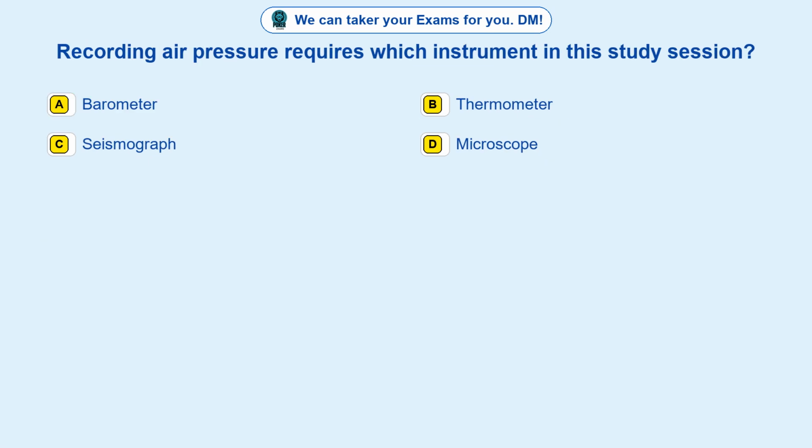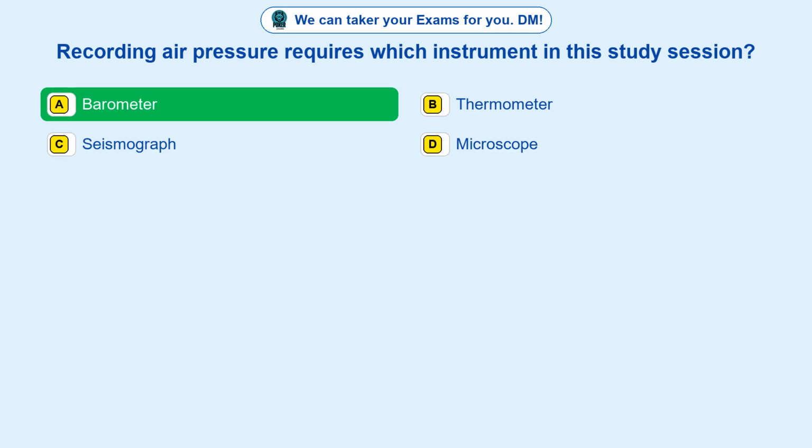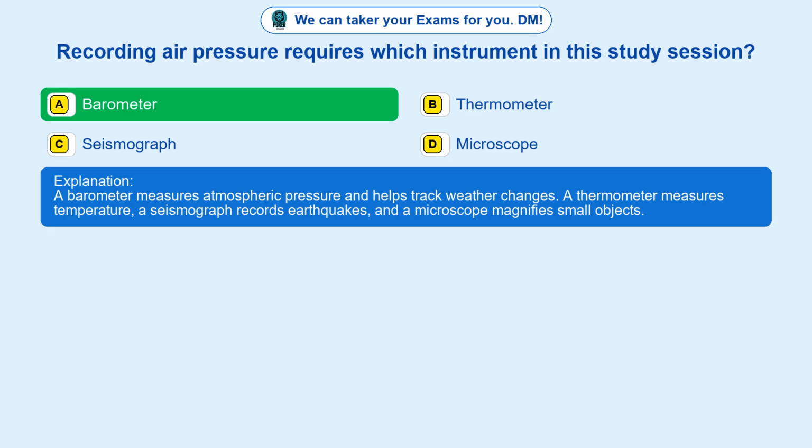Question 100. Recording air pressure requires which instrument in this study session? Option A, barometer. Option B, thermometer. Option C, seismograph. Option D, microscope. The correct answer is option A. Barometer. A barometer measures atmospheric pressure and helps track weather changes. A thermometer measures temperature, a seismograph records earthquakes, and a microscope magnifies small objects.